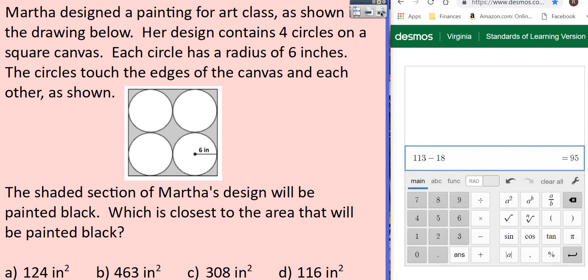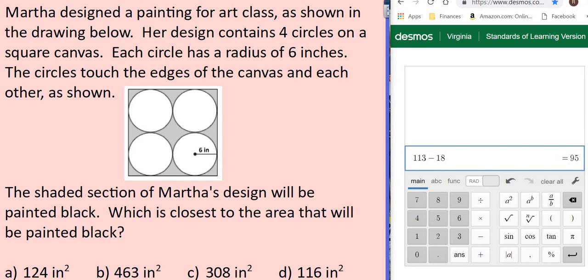This one, we've got 4 circles on a canvas. Each one has a radius of 6 inches. And then it says the shaded area of Martha's design will be painted black. What's the closest to the area that will be painted black? So let's look at the picture here. I want to make sure that we have it to know exactly what she's looking at.